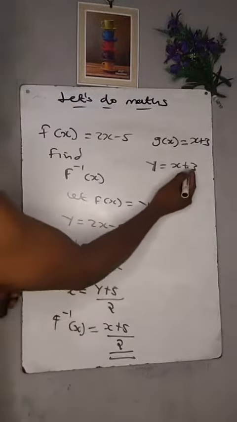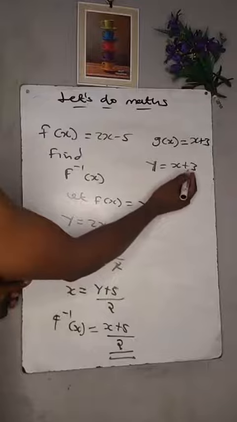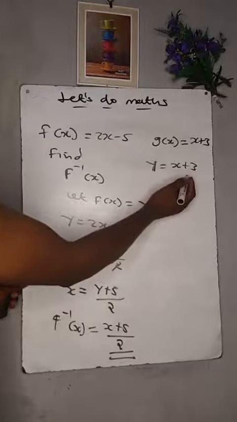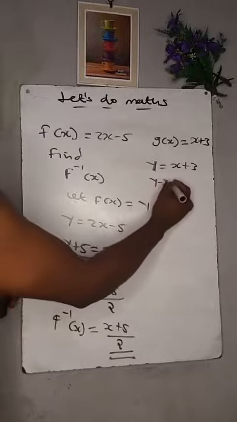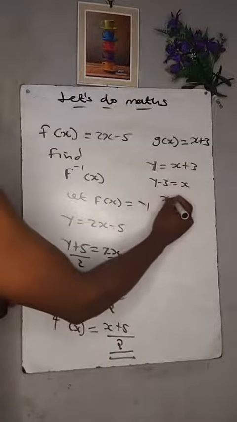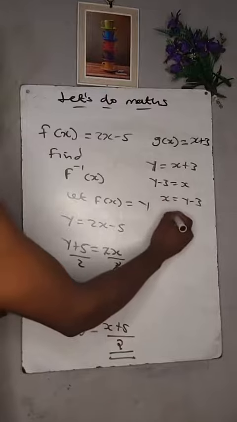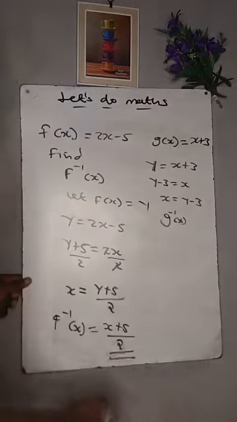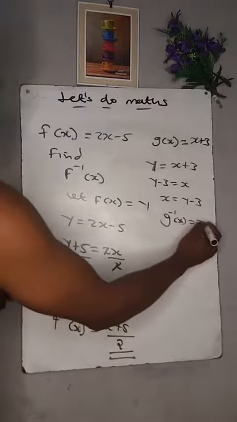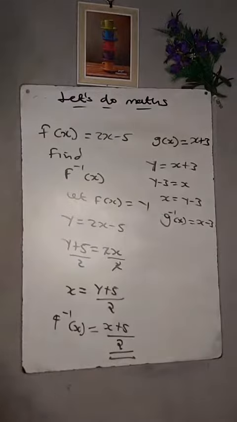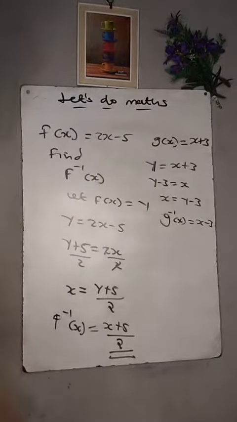That means this positive 3, by additive inverse, we subtract 3 from both sides. So we have y minus 3 is equal to x. So x is equal to y minus 3. Then bring in the inverse. g inverse of x is equal to x minus 3. So now the inverse of that function is x minus 3.